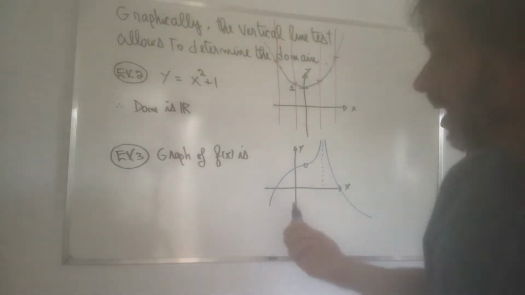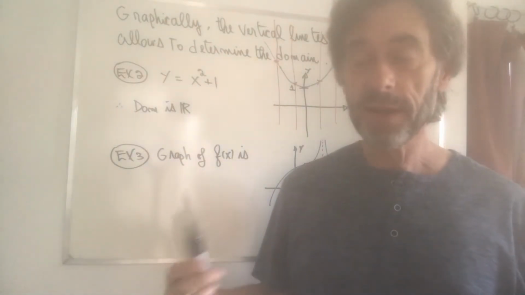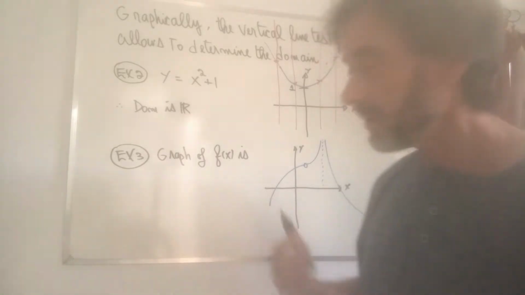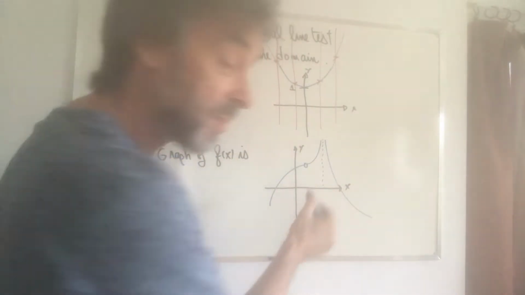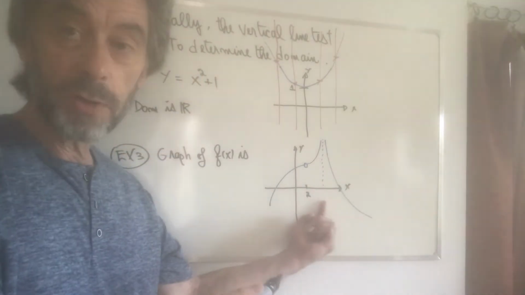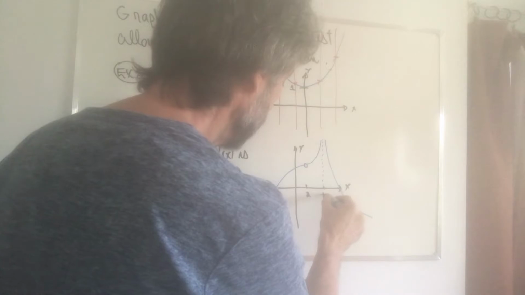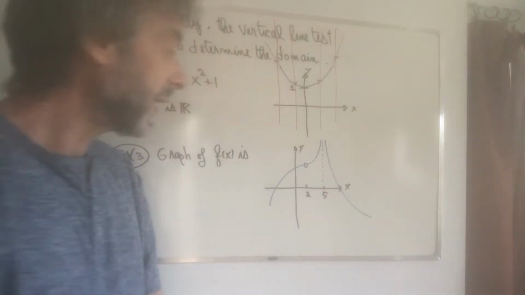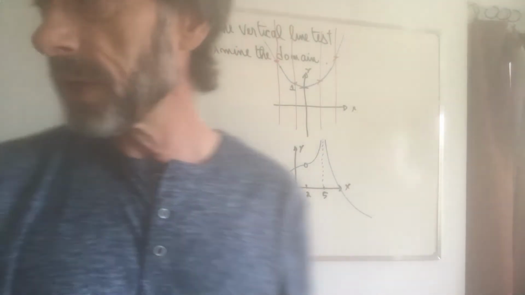All right, so I'm not giving you an analytical definition of what f of x is, but I am giving you its graph. Let us say that this corresponds to the point 2, and this other point corresponds to, let's say, 5. What is the domain of this function?